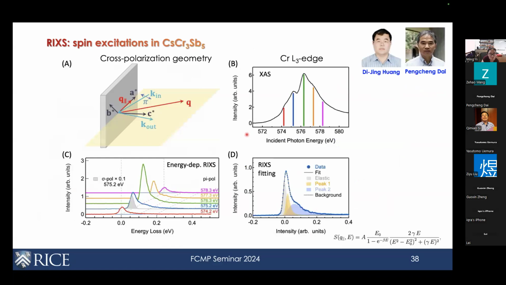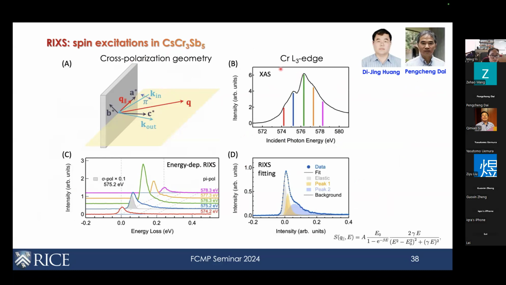And so again, this is the work of Peng Cheng and also Dijing Huang. I'm just talking about this on behalf of them. So they have measured RIXS on this using this cross polarization geometry in the pi channel.